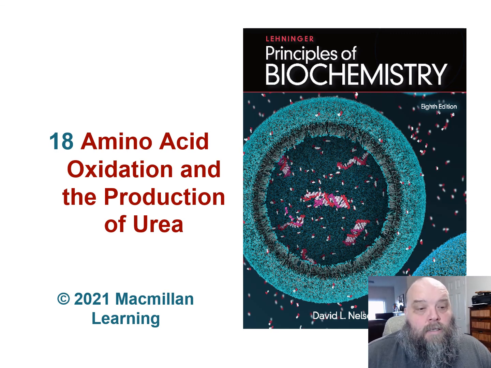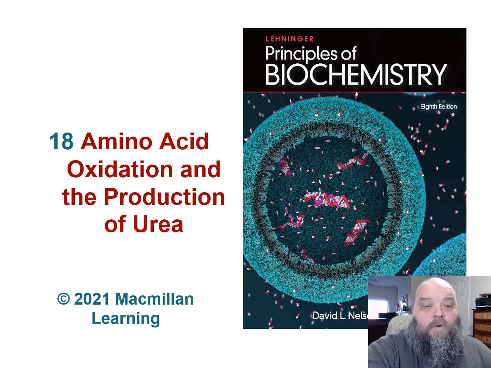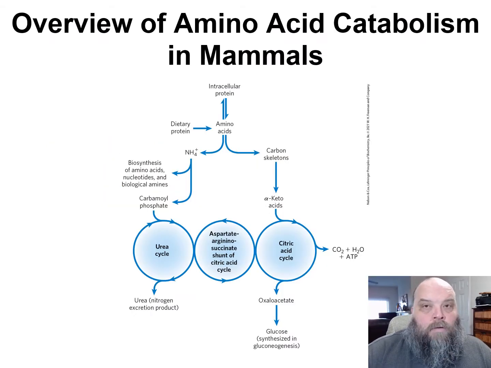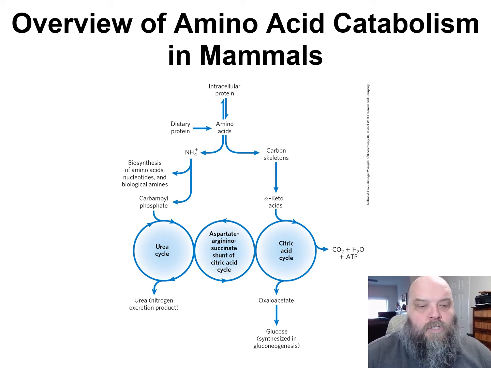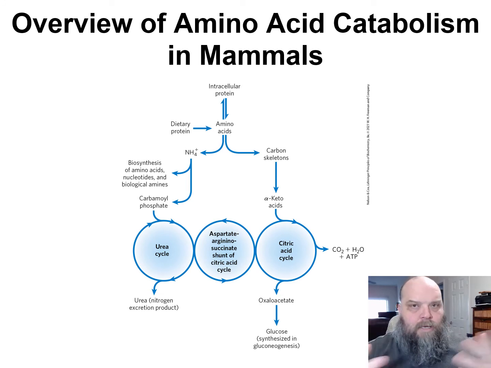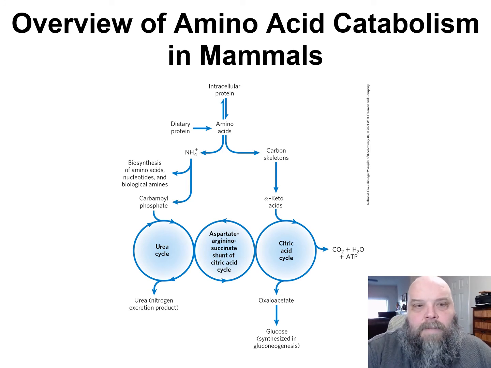Chapter 18, Amino acid oxidation and the production of urea. This chapter is really not going to be a whole lot of new material because it's information that has been touched on in numerous other chapters. The breakdown, the intermediate products of some of the metabolic pathways.